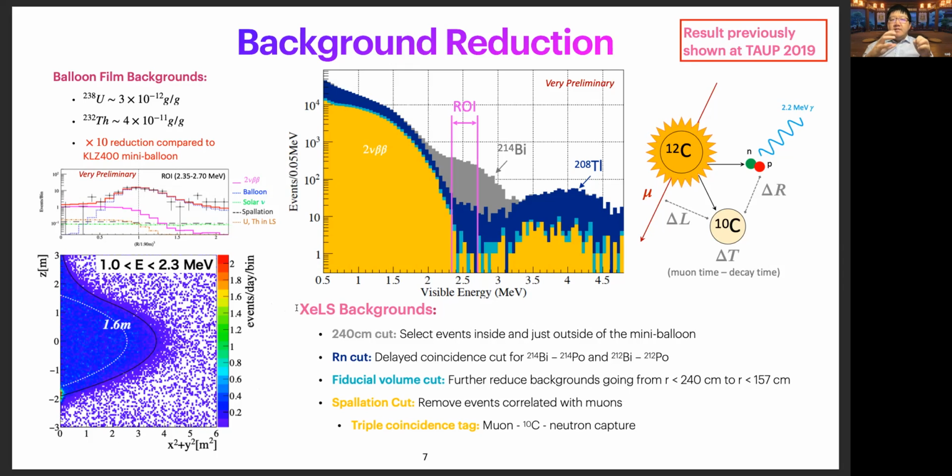To suppress this background, we designed 2 cuts. The first cut is a radon cut, utilizing delayed coincidence to tag Bi-212 and Bi-214. The second cut is a spallation cut, aiming at removing events correlated with the incoming muon. The spallation cut utilizes a triple coincidence tagging scheme. The first coincidence is a muon track. The second coincidence is the event happening within the half-life of the radioactive isotope, in this case, carbon-10. And the third coincidence is a 2.2 MeV gamma.